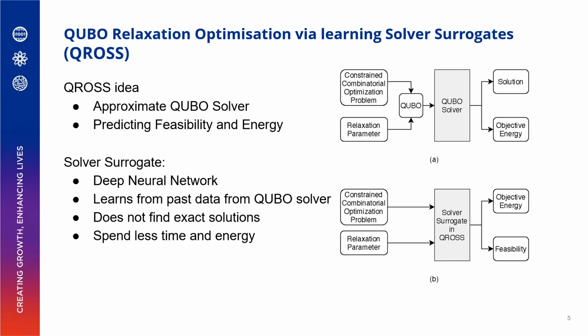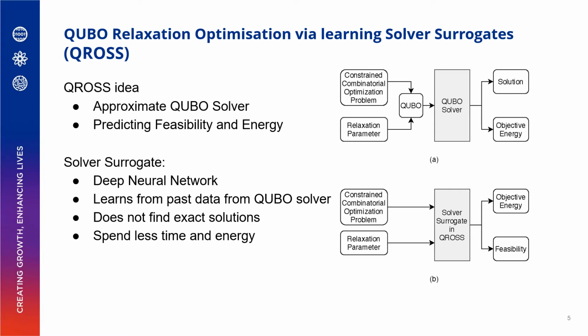Figure A shows the traditional way of finding relaxation parameter. First, we formulate a QUBO using the original problem and the relaxation parameter. Then we use the QUBO solver to find exact solutions. Then we try another relaxation parameter to see if the solution is improved. We repeat this process iteratively until we cannot achieve any improvement. Finding exact solution is very expensive in terms of time and power. This is what we want to avoid.